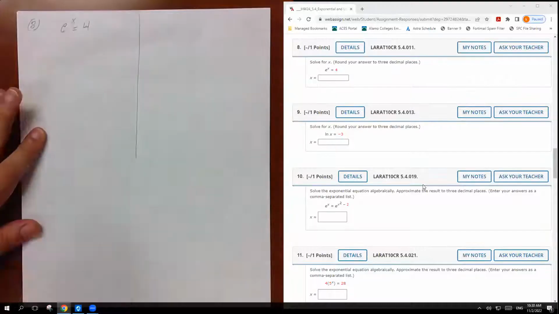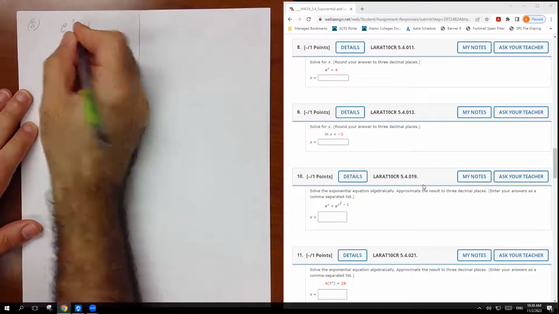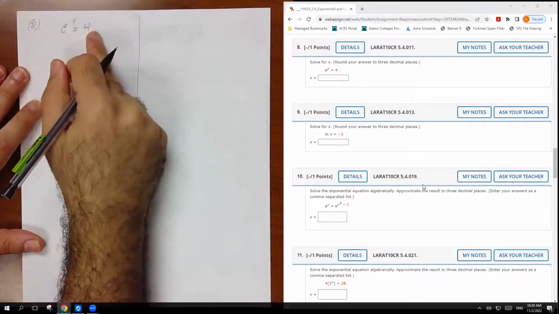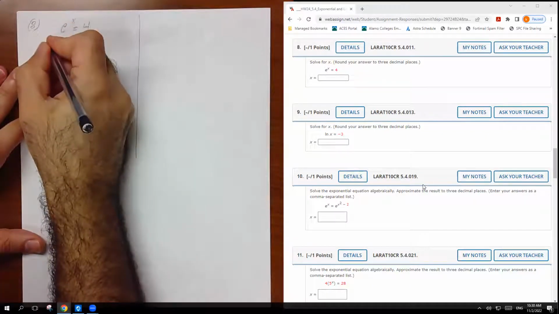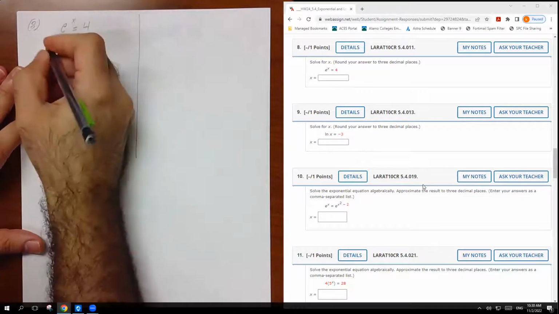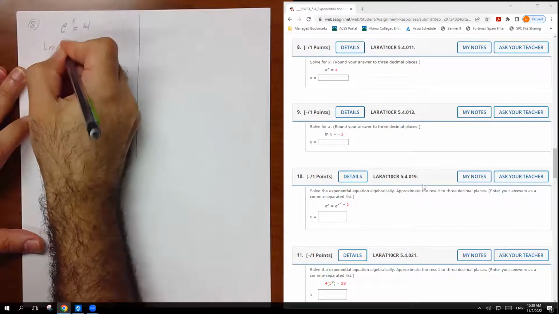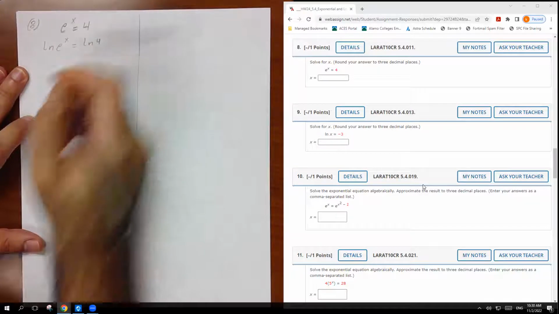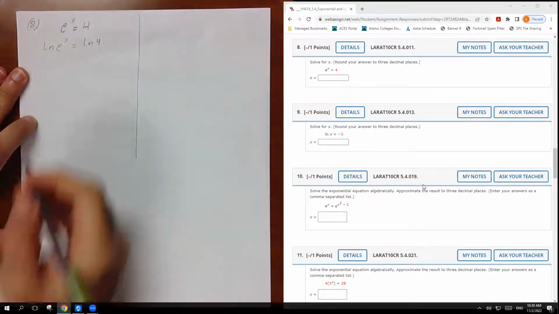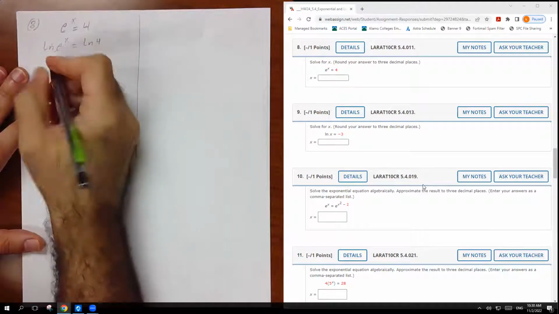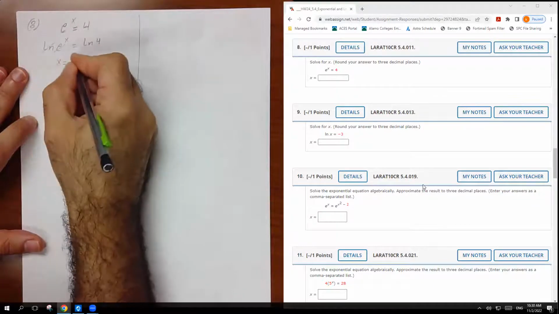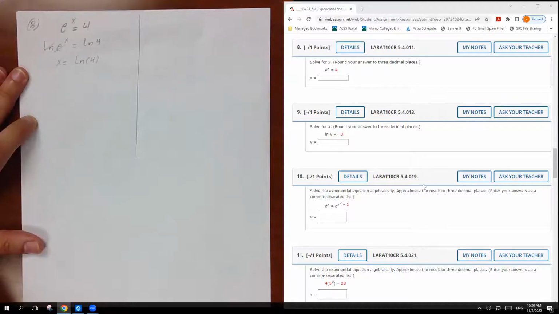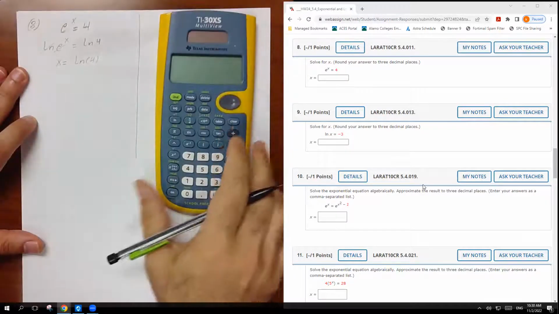Example 8, e to the x equals 4. We're going to use the same property. I can take ln of both sides, so ln e to the x equals ln 4. Then cancel these, so x is going to be equal to ln 4. And again, if you want to put parentheses, or without parentheses, it's fine.